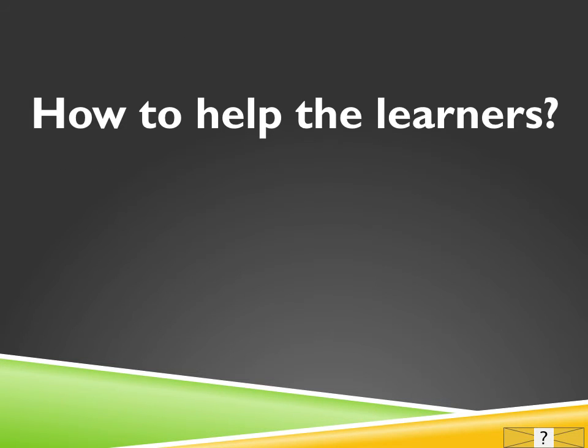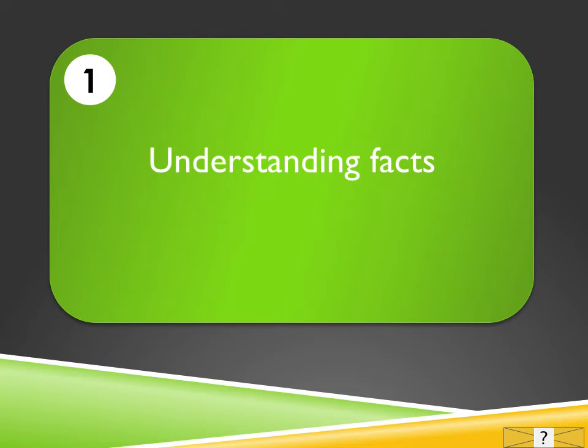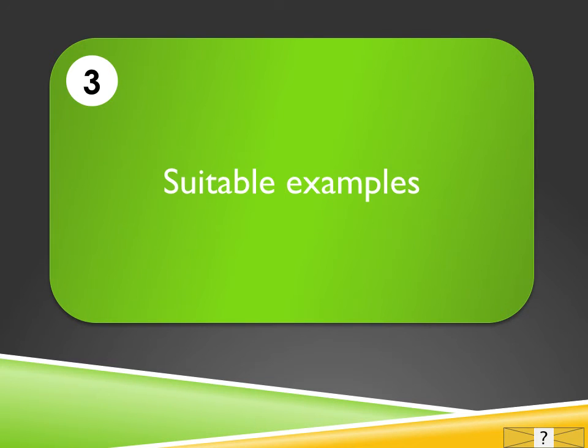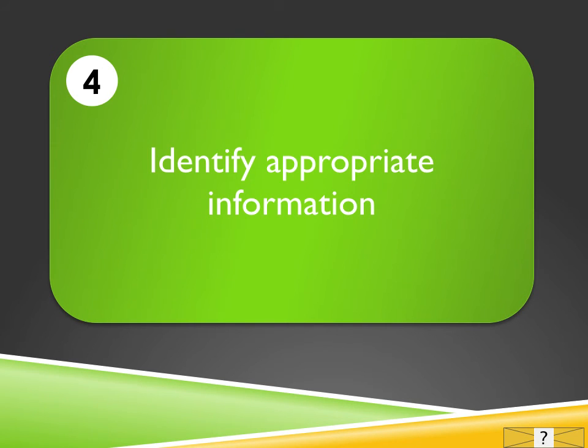Now, how do we help the learners? What can we do? Well, the first is to emphasize the importance of understanding the facts and not just learning them off by heart. We need to make sure that the learners understand the importance of reading, and in particular, reading the question carefully. Always provide suitable examples in class of difficult concepts so the learners are easily able to distinguish between the terminology used and that they get practice in answering questions. And most importantly, support the learners in identifying the appropriate factual information to support their answer.